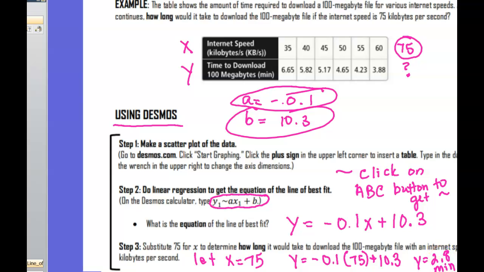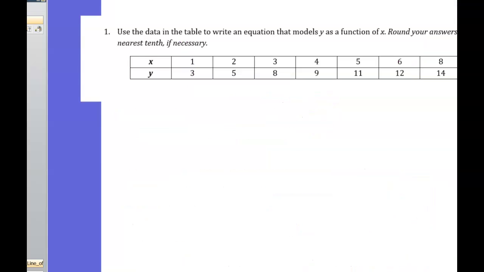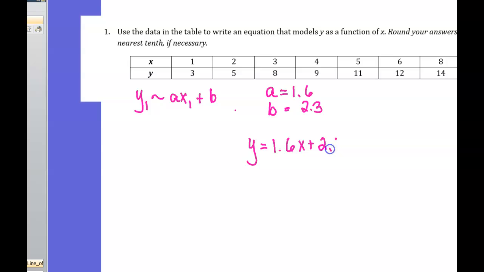Okay, so there's our answer. All right, so in the notes, we just go through this and we practice different problems. In class, we entered this table in Desmos, and then we said y1 tilde ax1 plus b, and we found out, and you can try it right now. I suggest pausing the video and seeing what you get. Your a is 1.6, your b is equal to 2.3. That means your equation is y is equal to 1.6x plus 2.3.